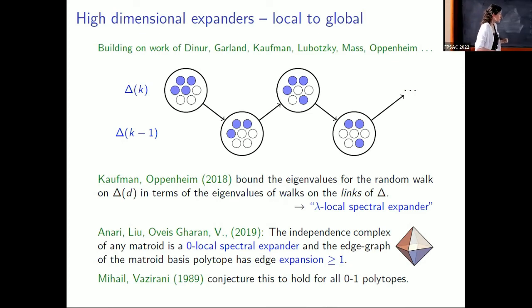And so what I show with my collaborators is that, in fact, the independence complex of any matroid is a 0 local spectral expander, whatever that means, satisfying the conditions that are involved in this theorem. And in particular, there are many consequences of this that I'll try and describe if there's time. But in particular, the edge graph of the matroid basis polytope has edge expansion at least 1.